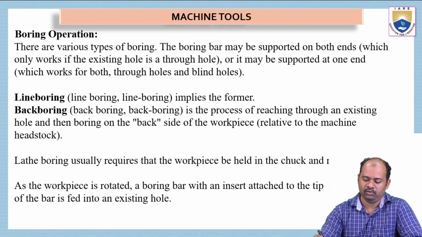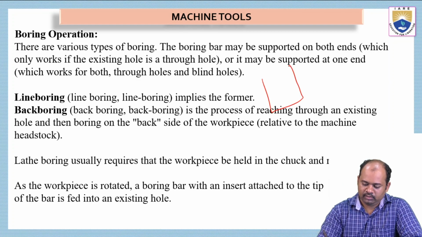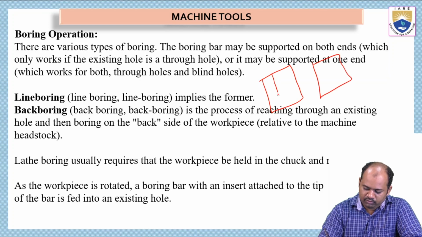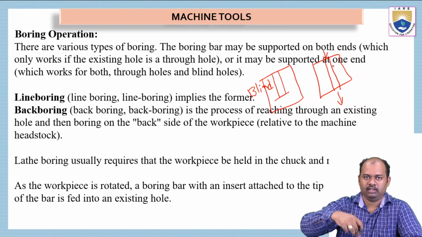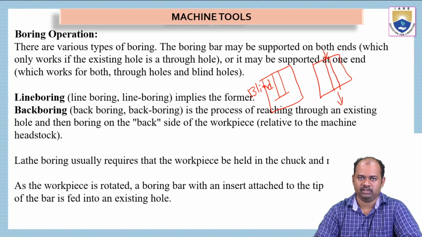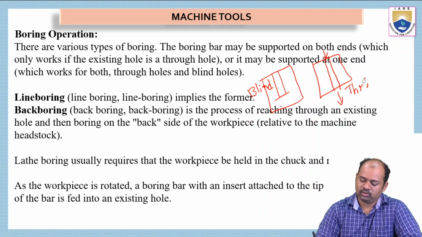We have two types of holes. Let us see that. If the hole is only up to some distance, suppose this is a workpiece, and I have made a hole only up to this level, this is called a blind hole. If I make the hole throughout the entire workpiece, that means it is open on both sides, so I will cut the entire material through the thickness of the workpiece, then it is called a through hole. This is called a through hole.